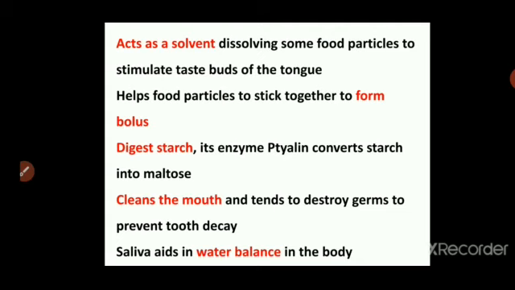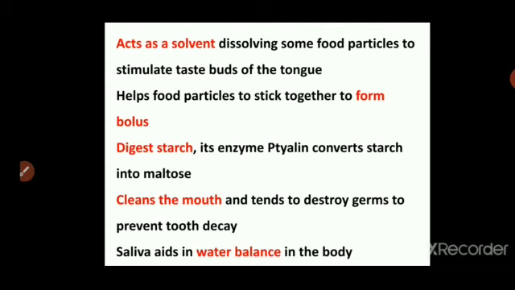So the starches present in the food in the buccal cavity are broken down by salivary amylase or ptyalin into maltose. And maltose, as the food goes into the later part of the alimentary canal, is further digested. Maltose is also a type of sugar. Then saliva also helps to clean the mouth. That is, it tends to destroy the germs and to prevent tooth decay.